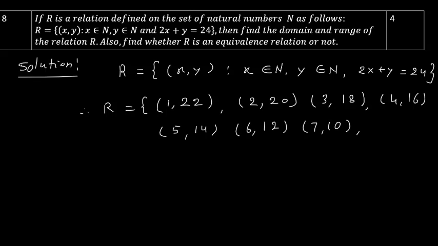When I take x as 8, it will become 8. When I take x as 9, it will become 6. When I take x as 10, it will become 4. When I take x as 11, it will become 2. When I take x as 12, I cannot take 12 because then y will become 0 and 0 is not a natural number. So this is how you can write your relation in roster form. So this is my relation R.